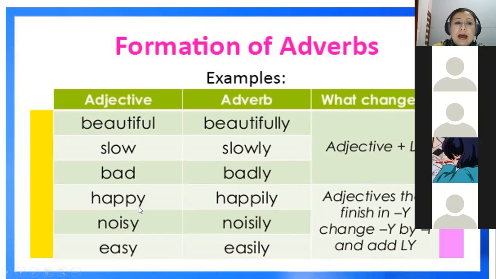But if you have an adjective that ends in Y, like happy, you say happily. If it's like noisy, you say noisily. Or if it's easy, you say easily, okay? So you change the Y to I, and then you add L-Y, okay? So, is it clear the way we can convert adjectives to adverbs? ¿Sí? ¿Está claro cómo convertimos adjetivos a adverbios? Y también la posición, ¿verdad? Ya vimos que pueden ir al inicio, al medio o al final.